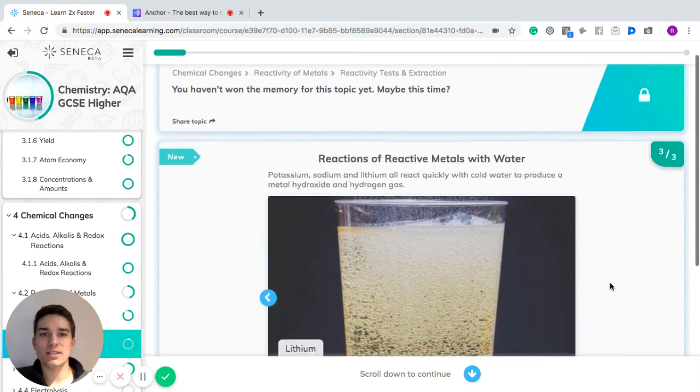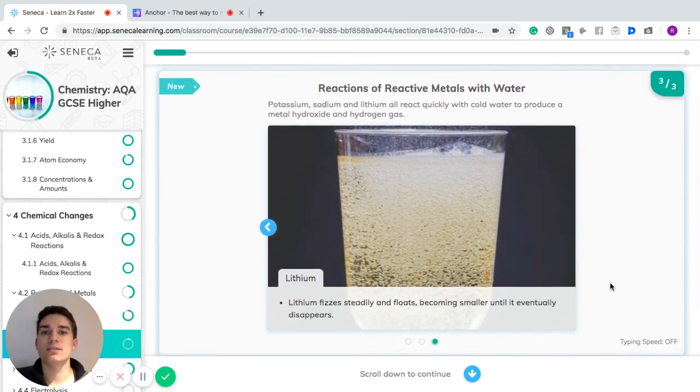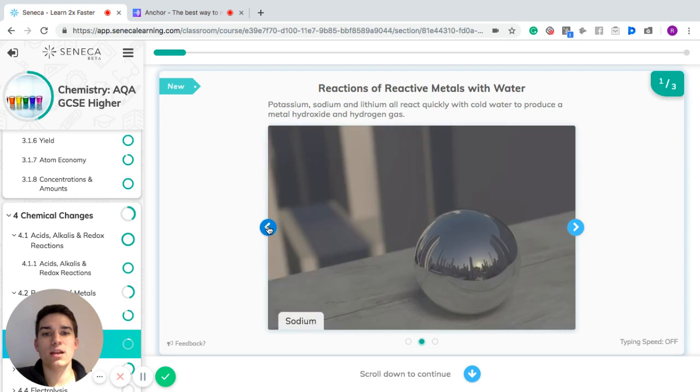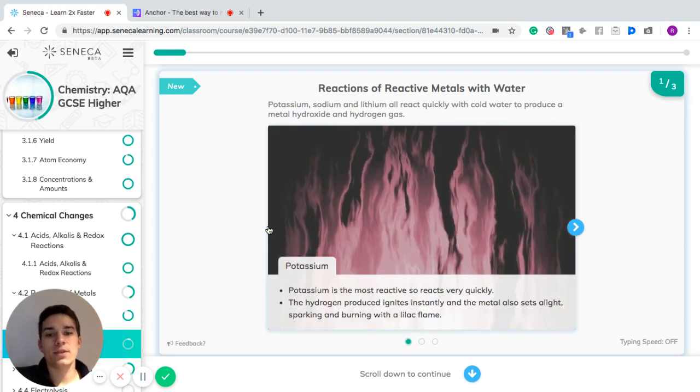Let's have a look at some reactivity tests and extraction methods. So potassium, sodium and lithium all react very quickly with cold water to produce a metal hydroxide and hydrogen gas. Potassium is the most reactive of those three metals, and it reacts very quickly with cold water. Now the hydrogen that's produced in the reaction will ignite instantly, and the metal will also be set alight.